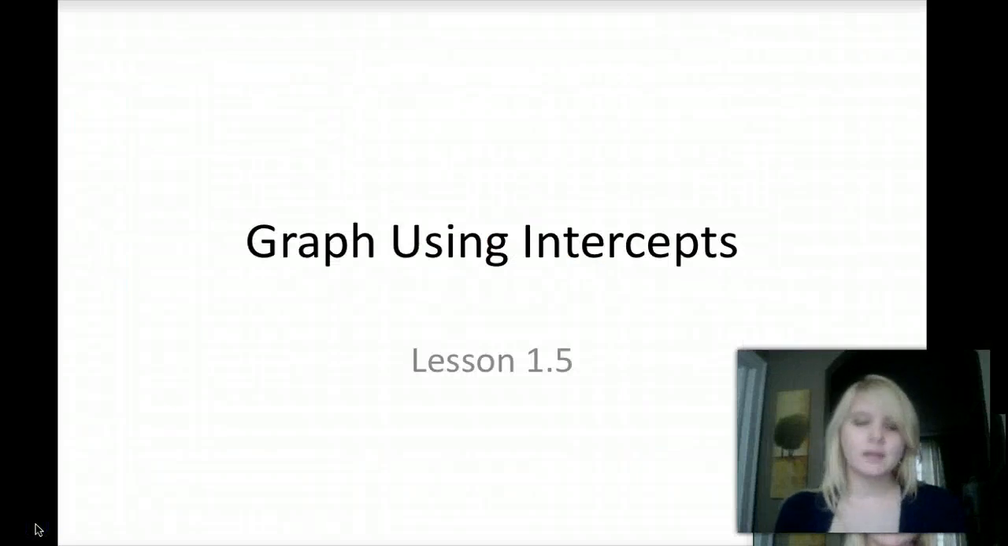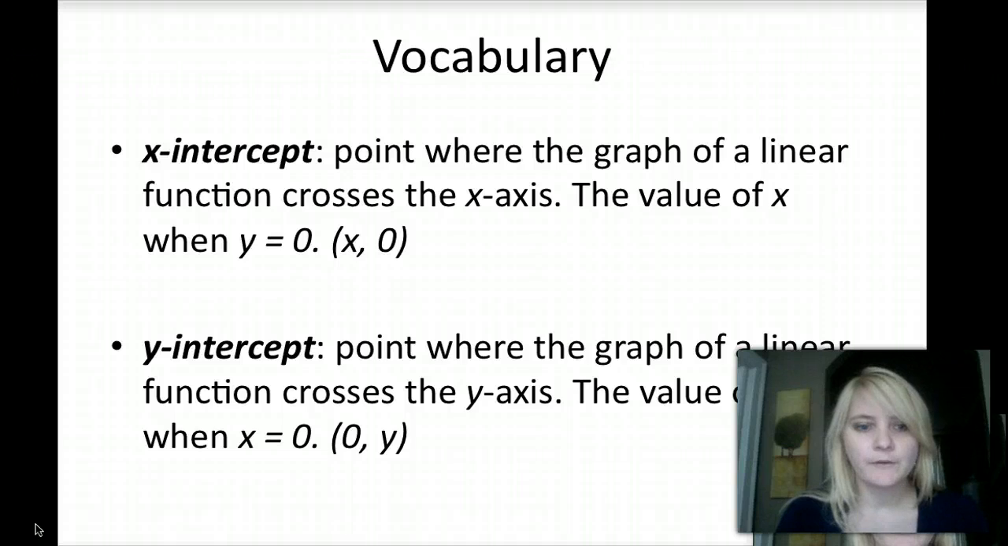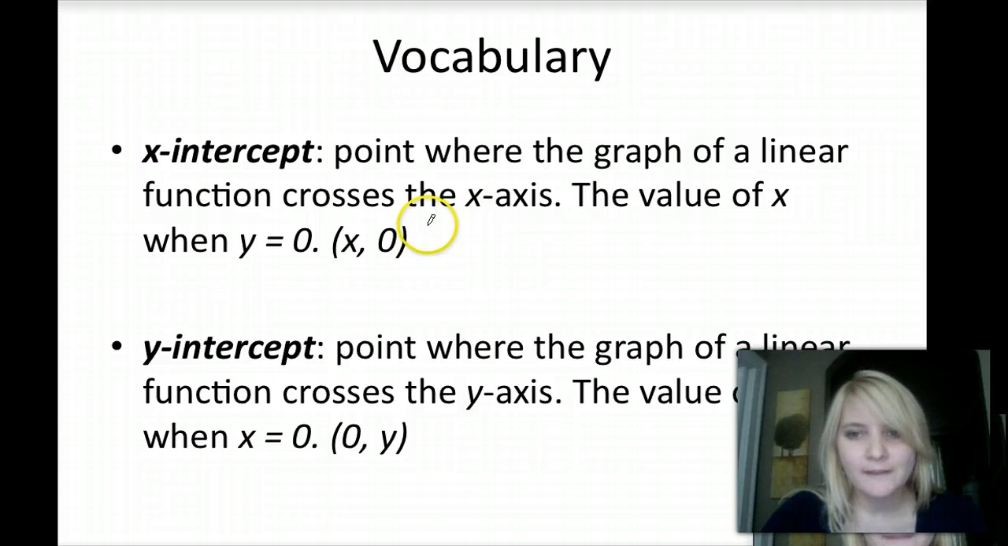Alright, today we're going to take a look at graphing using intercepts. First, going to take a look at our vocabulary. The first one is an x-intercept, and it's the point where the graph of a linear function, meaning a line, crosses the x-axis. At this point, the value of y is 0. And as an ordered pair, that's our x value, comma 0. Because keep in mind, an ordered pair goes x, comma y, so it's the x value when y equals 0.